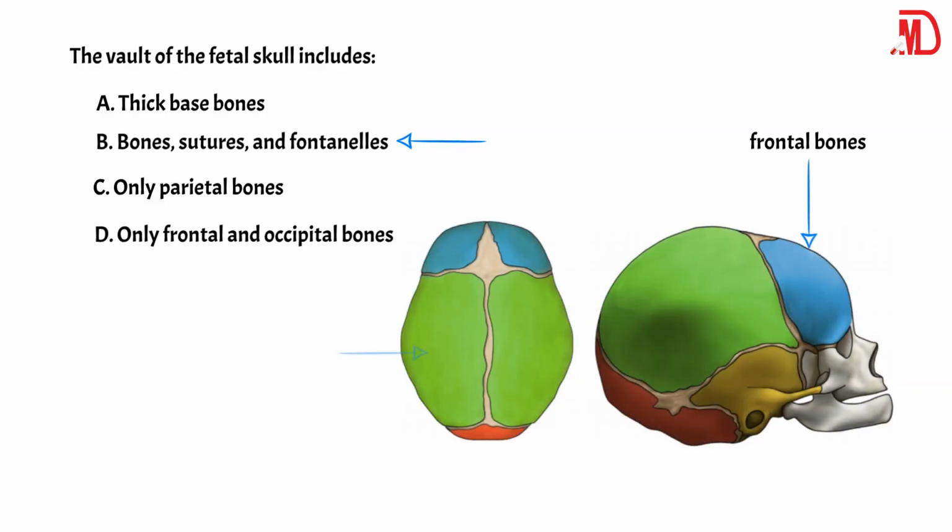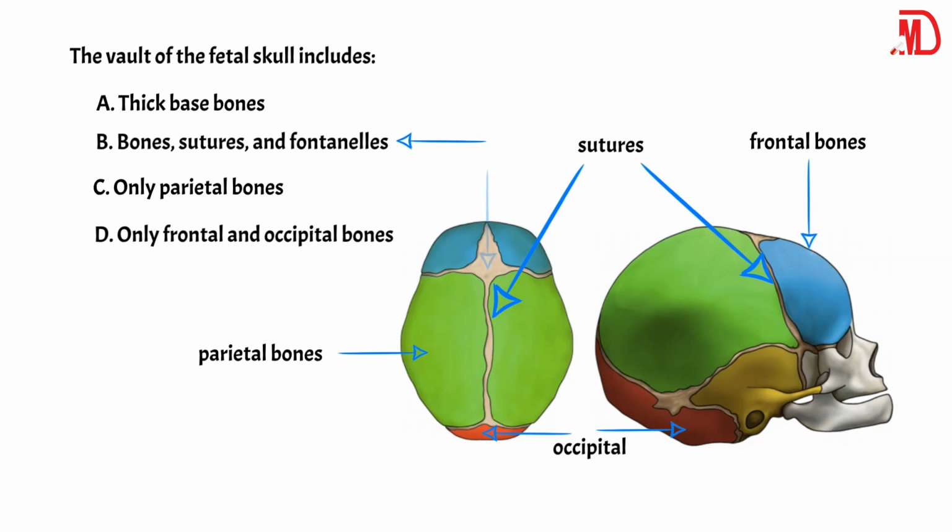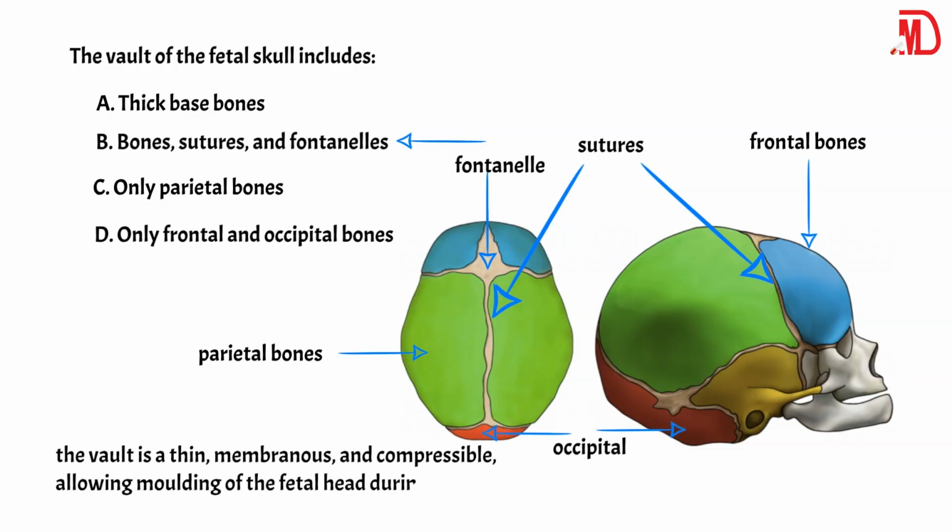It consists of bones, such as frontal, parietal, and upper part of the occipital bones; sutures, such as coronal, sagittal, and lambdoid sutures; and fontanelles, anterior or bregma, and posterior or lambda. These parts are thin, membranous, and compressible, allowing molding of the fetal head during childbirth.